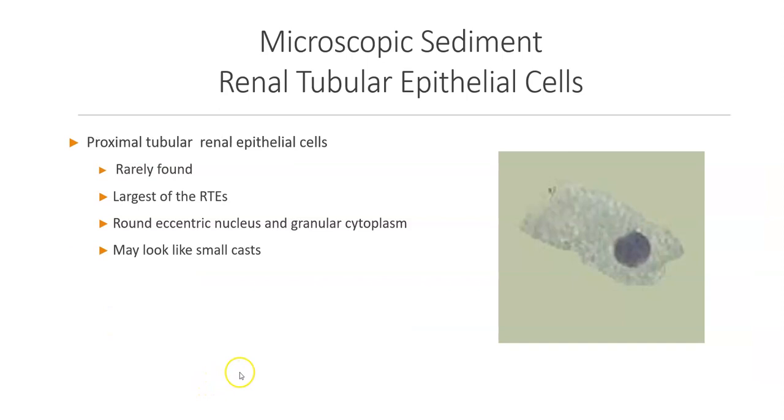Proximal tubular renal epithelial cells are rarely found. They're the largest of the RTEs. They have a round eccentric nucleus and granular cytoplasm. They may look like small casts. Increased numbers of RTEs suggest tubular damage. The damage may be caused by drugs, tubular necrosis, pyelonephritis, or kidney transplant rejection. You may see large numbers in renal disorders, especially acute tubular necrosis and viral infections involving the kidneys.